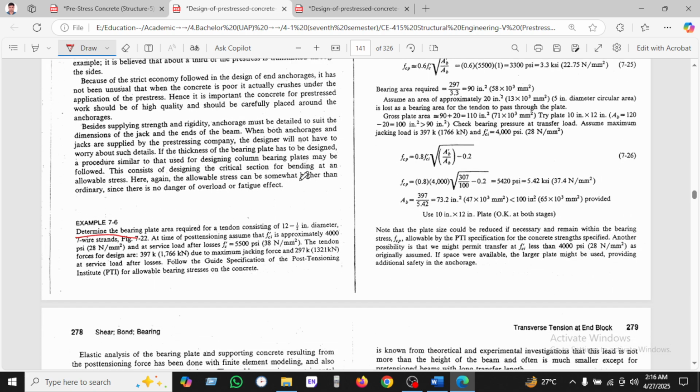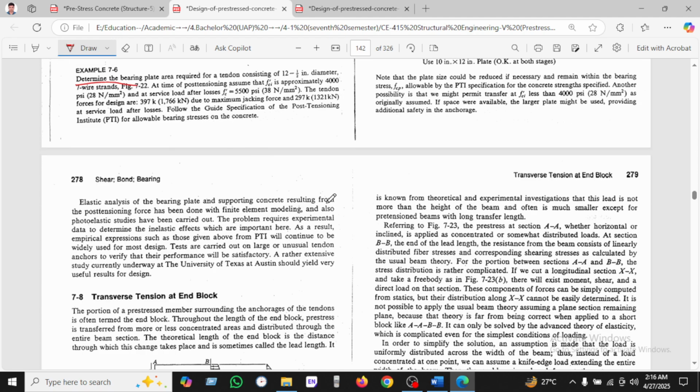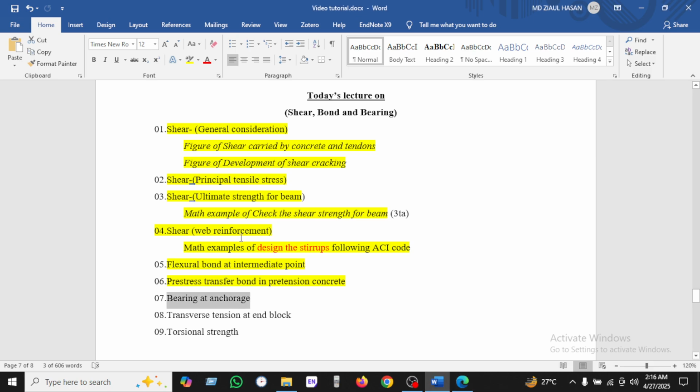We can see here an example is given. The example is given here. This is the area given here, and we can use this formula. Now these are the inlets.